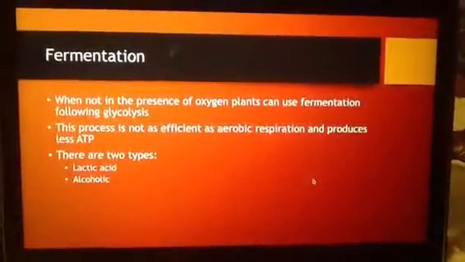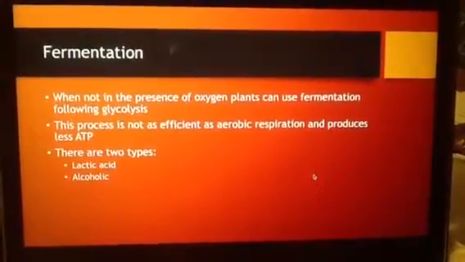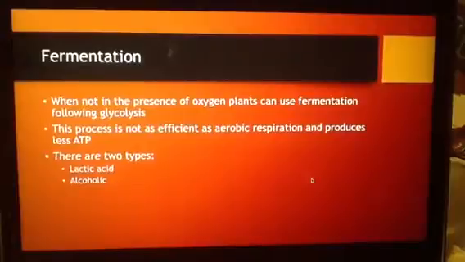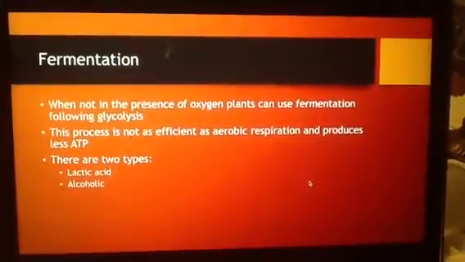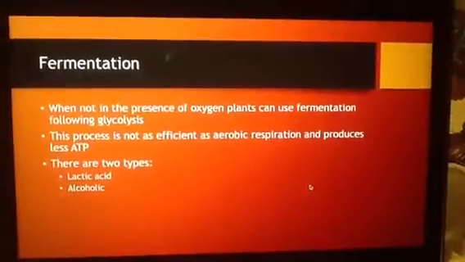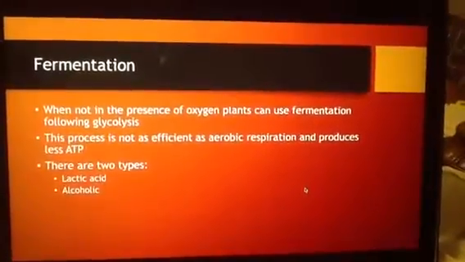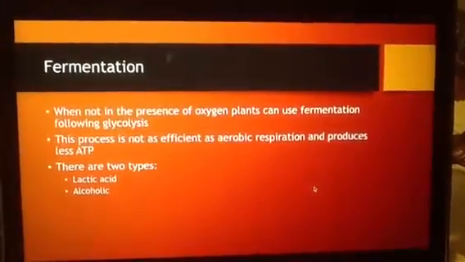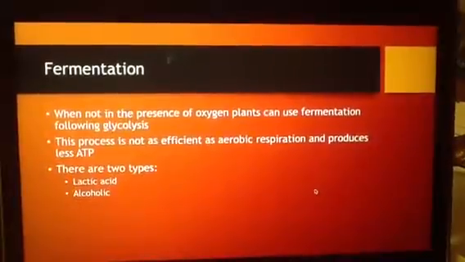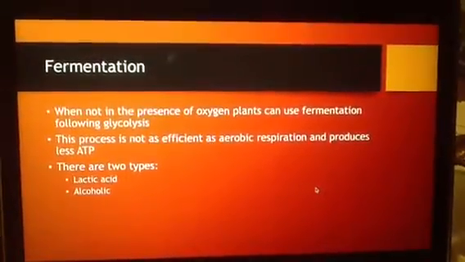In some cases, organisms do not have oxygen available after they go through the first step of cellular respiration, known as glycolysis. If this is the case, organisms must use the process of fermentation, which does not require oxygen, as the second step of cellular respiration. There are two types of fermentation: lactic acid and alcoholic.